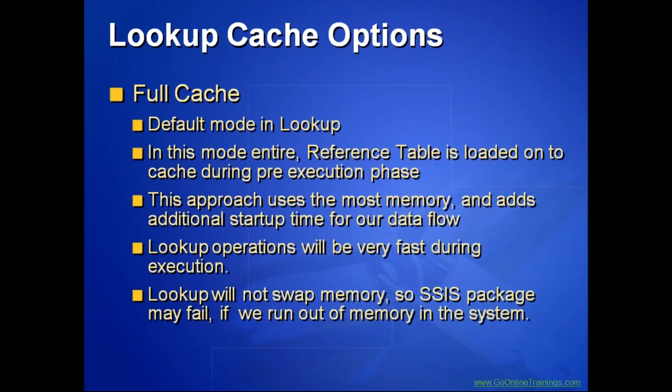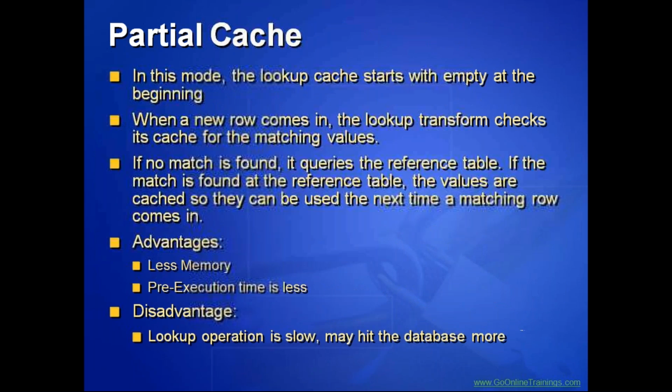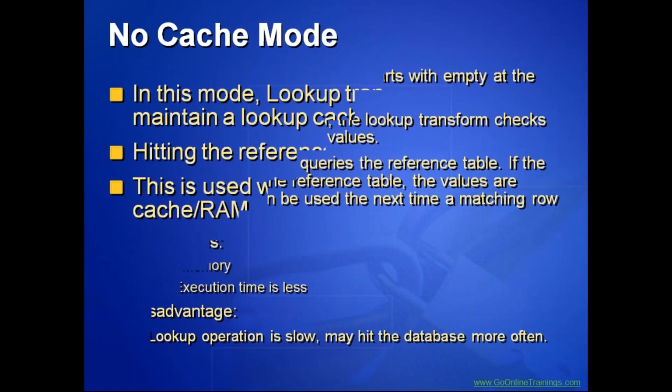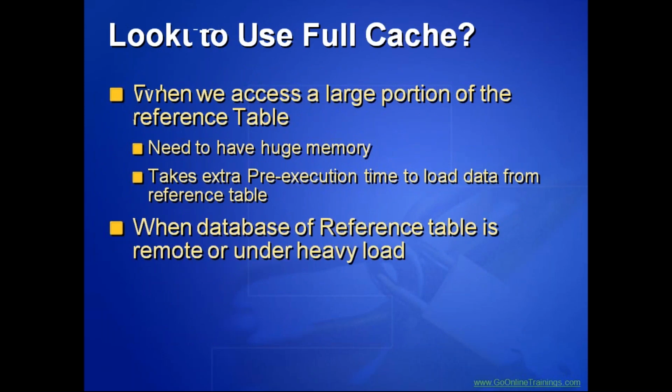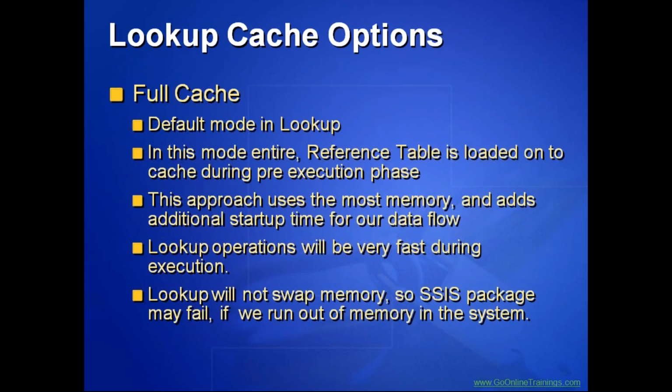There are three cache modes available in the lookup. By default, you get the full cache. The next one is called partial cache. The last one is called no cache. These are very, very important things that you need to understand. So today we're going to be understanding what these lookup cache options are.